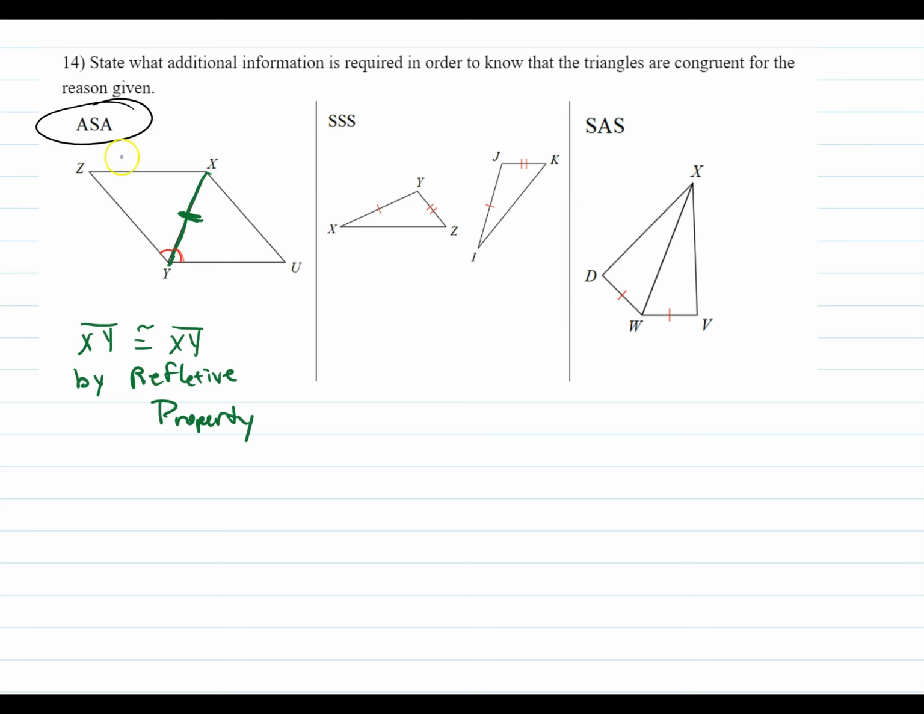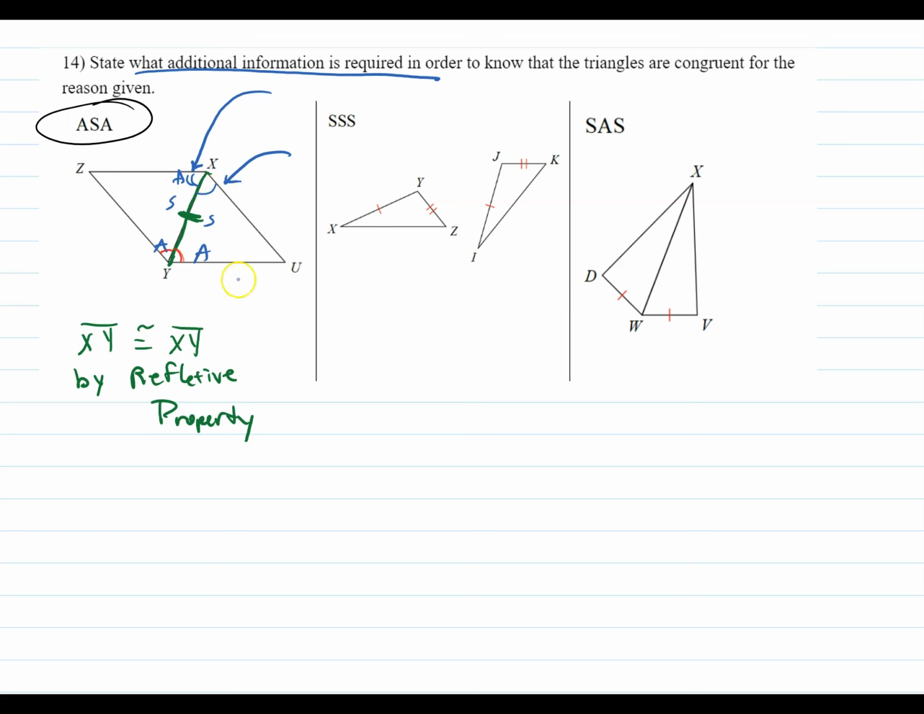Now I want to use ASA. So if I knew that these two angles were matching, then I could say ASA on both triangles. The side is included in between the two angles, and I could use ASA to do that. So what additional information is required? I need to know that this angle and that angle are the same. It's not given. I had to add that in myself.